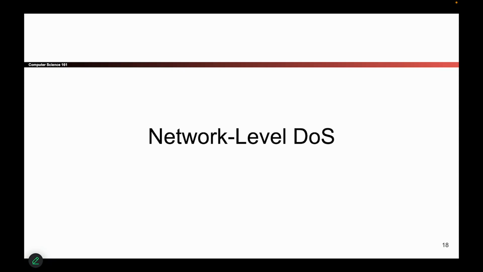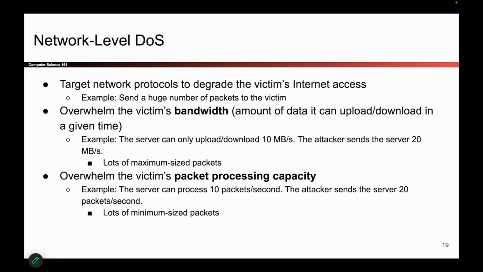OK. So with application level denial of service out of the way, now we can move to network level denial of service. And we're still doing denial of service attacks where we're trying to overwhelm resources. But now, instead of targeting the code that's running on the server somewhere, we're instead going to target the network underneath. So now we're going to notice that networks themselves have a limited amount of resources. And we'll try to overwhelm those to break internet access to the server.